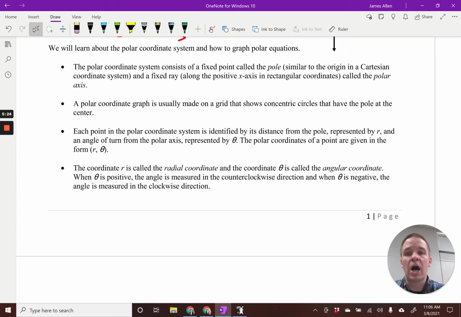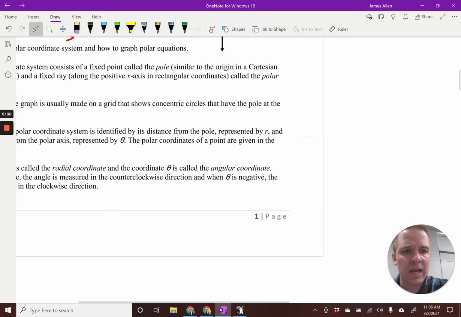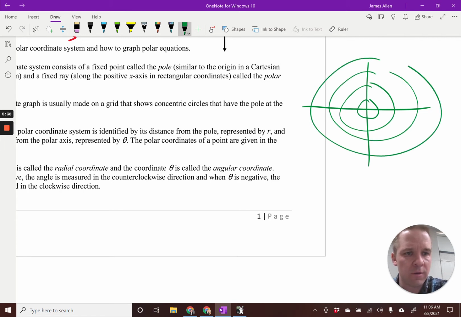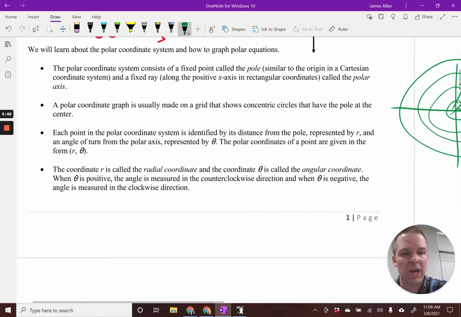All right. A polar coordinate is made on a grid that shows concentric circles. So what you're going to see here in a little bit is a graph, and rather than just this, you'll see concentric circles going out, oftentimes one radius at a time, and then we'll have our angle markings along those, and so on and so forth. Okay, so we'll see that here in a little bit, a much neater drawing as well.